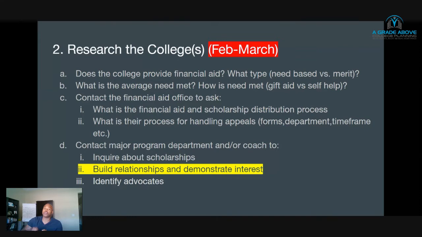So when you demonstrate interest, it shows that your students are really interested in attending school at that specific program or that specific campus. This helps when it comes to negotiating, identifying more opportunities, and getting more money when your student is demonstrating interest. So reaching out to those department heads can definitely be helpful.